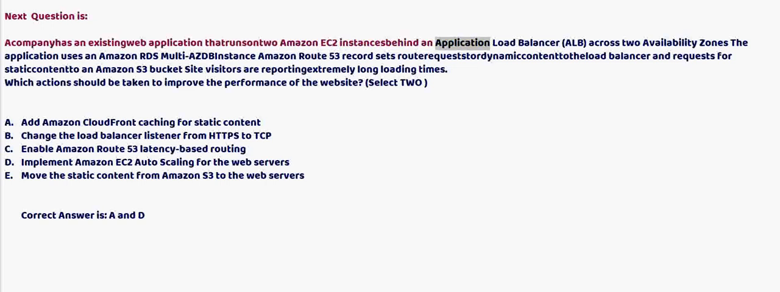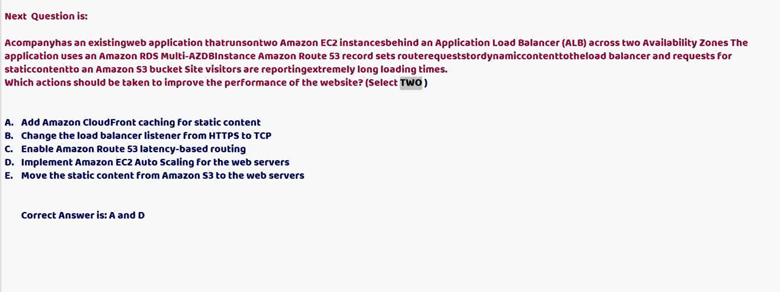behind an Application Load Balancer, ALB, across two Availability Zones. The application uses an Amazon RDS Multi-AZ instance. Amazon Route 53 record sets route requests for dynamic content to the load balancer and requests for static content to an Amazon S3 bucket. Site visitors are reporting extremely long loading times. Which actions should be taken to improve the performance of the website?